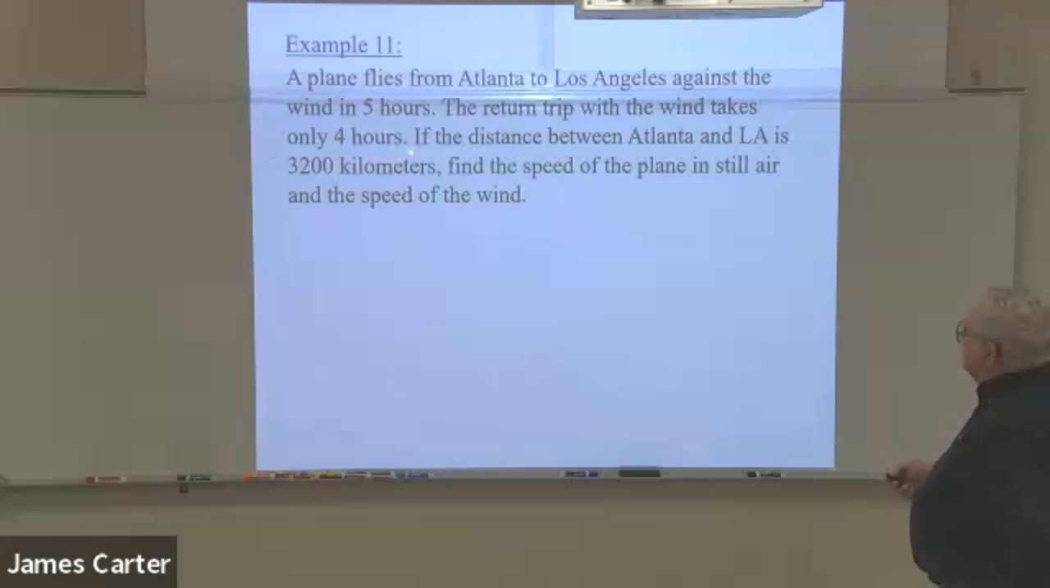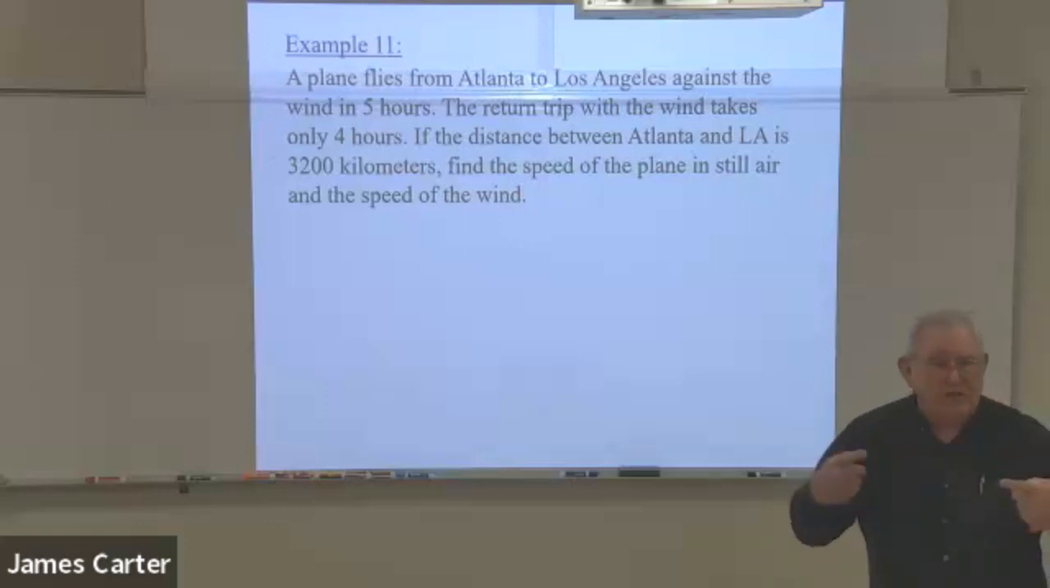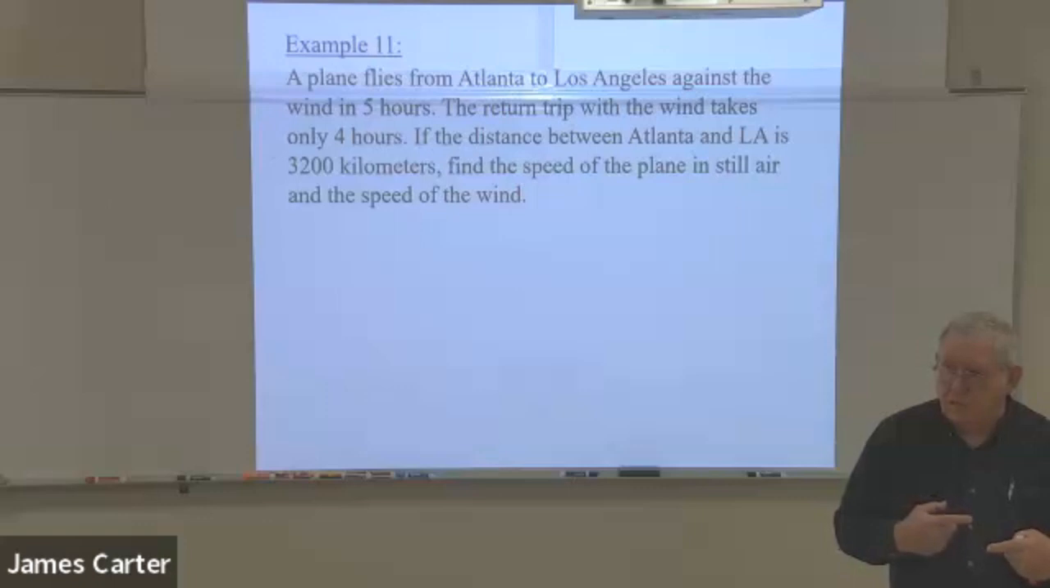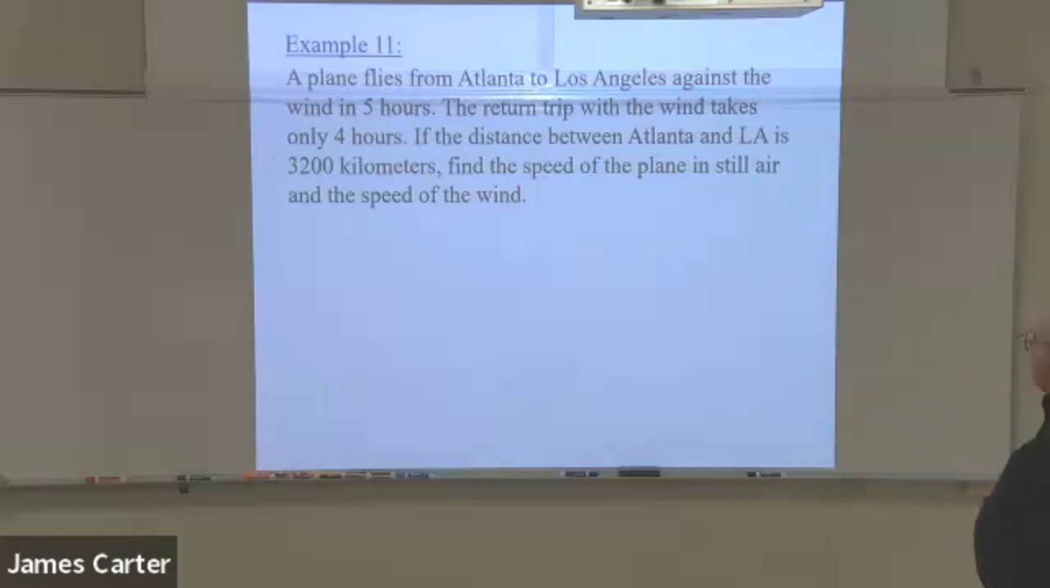Now, what does it tell us? This is basically a D equals RT problem. Distance equals rate times time. Here, on the flight against the wind, the time is 5 hours. With the wind, it's only 4 hours. In this case, they're going the same distance both directions. Okay. What else does it say? Well, it tells us what the distance is. Now, find the plane in still air and then the speed of the plane. Here's the speed of the plane. Here is the speed of the wind.